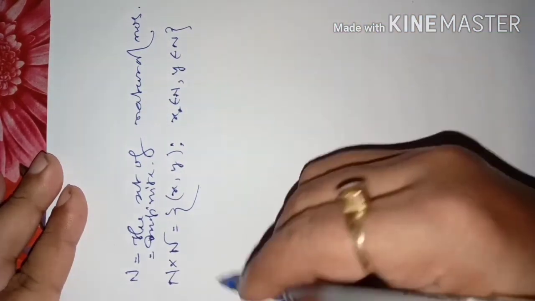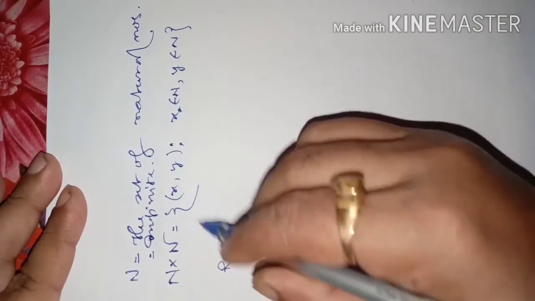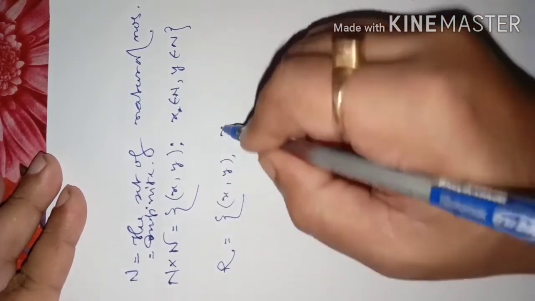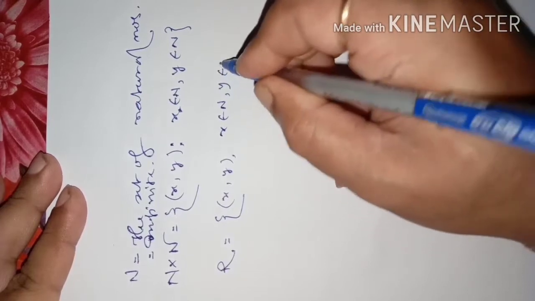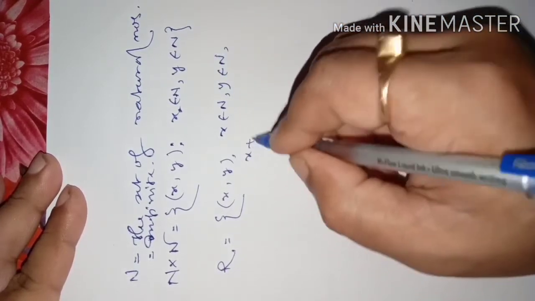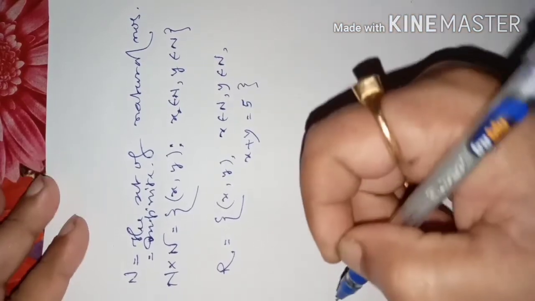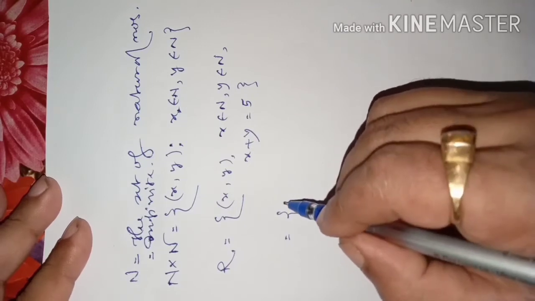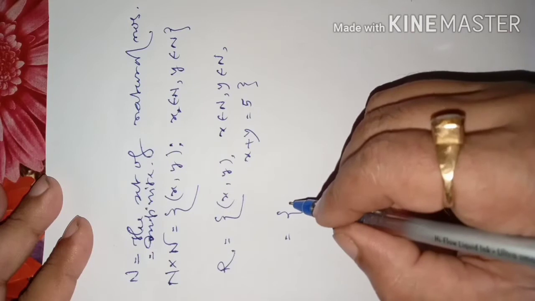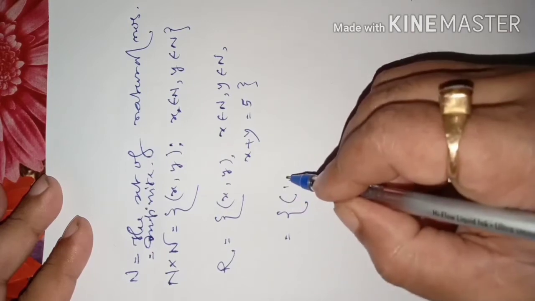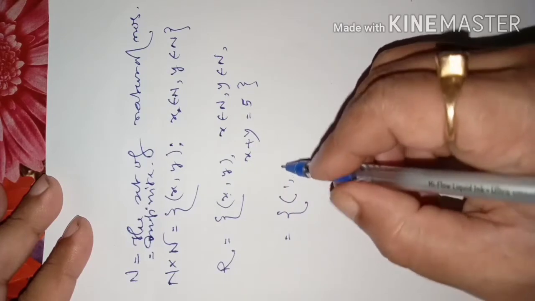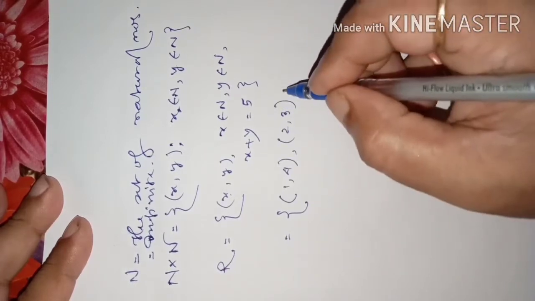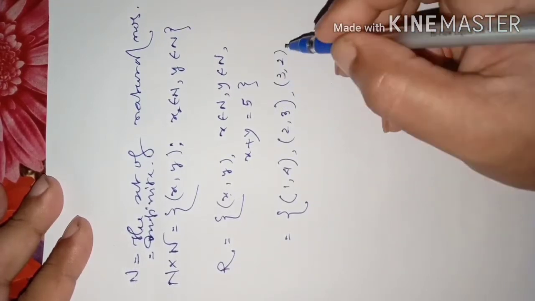Now from there, if we pick a relation R, a subset of N cross N such that (x, y), where x belongs to N, y also belongs to N, and x plus y should be equal to, suppose, 5. That means all those pairs of natural numbers whose sum is 5 will come here. What are the natural numbers whose sum is 5? 1 plus 4, or 2 plus 3, or 3 plus 2, or 4 plus 1.